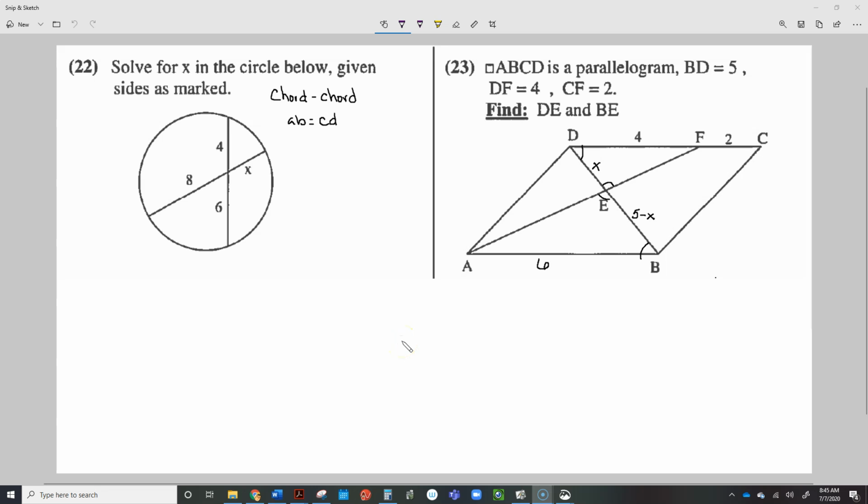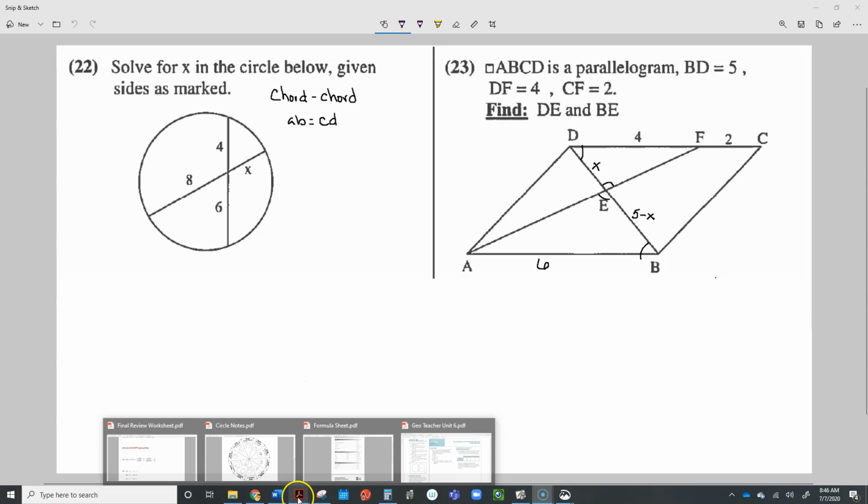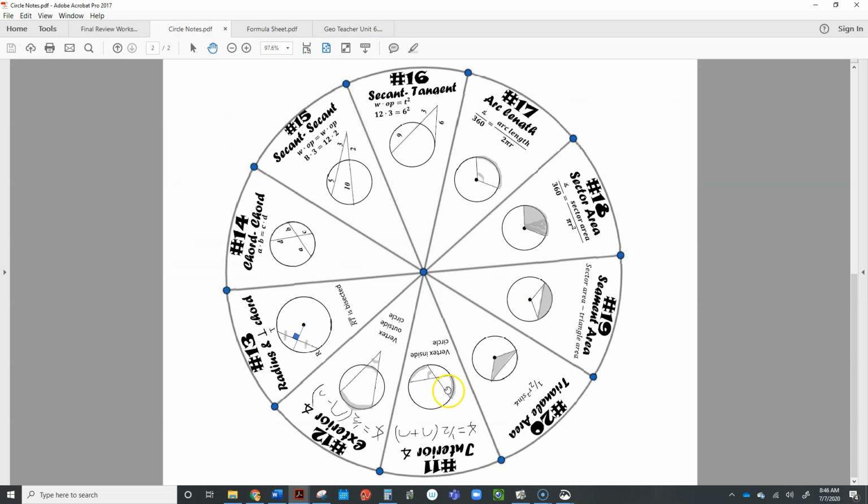Right, we are working on the geometry final review worksheet. It's the one without the multiple choice. We're on problem number 22. I see the picture and I instantly recognize the chord. I think it's on, there it is, number 14 on the circle notes page.